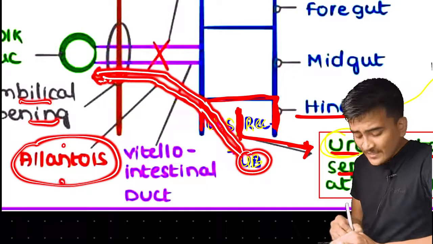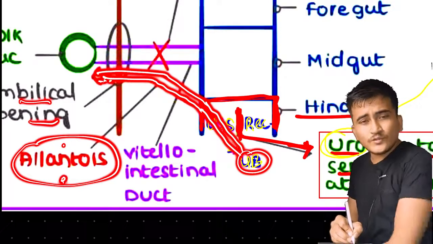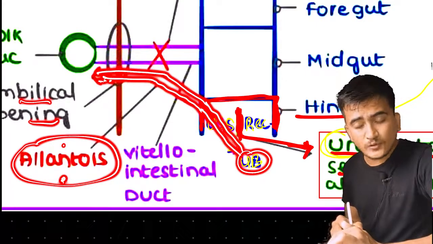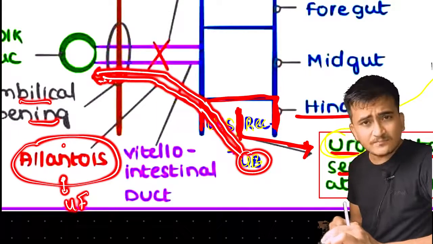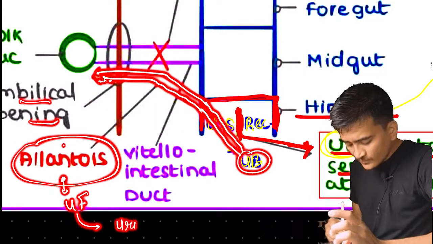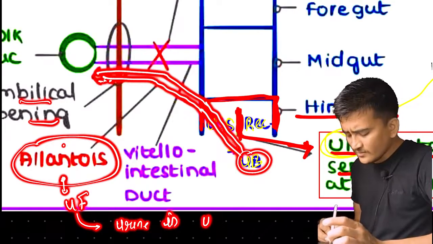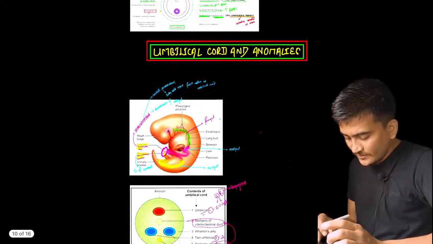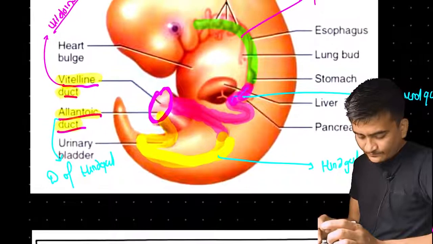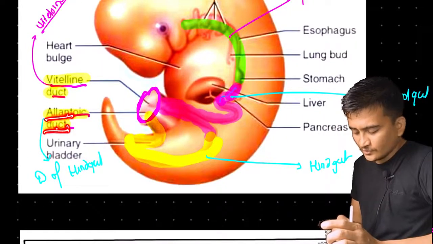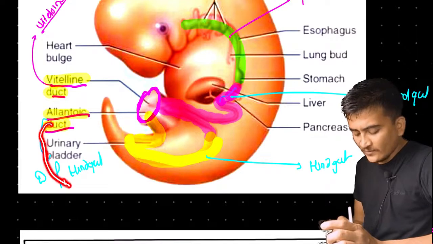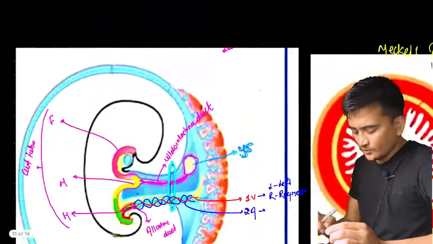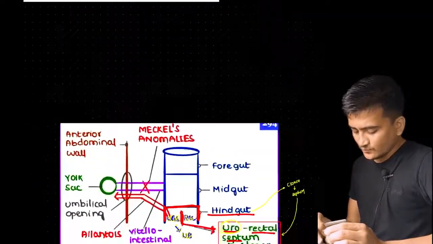So what we said is, if this allantois does not regress and remains, then there will be the condition called urachus fistula. In that urachus fistula, what we said is there will be the presence of urine in the umbilical opening. We discussed it earlier, right here at the beginning. If this allantoic duct won't be closed, then there will be an opening, and that opening will give rise to urine in our umbilical region. So that was about that thing.